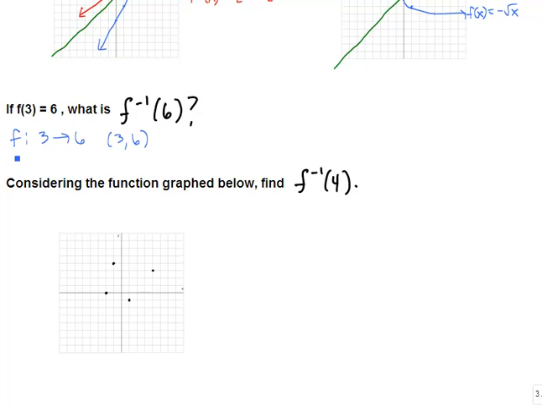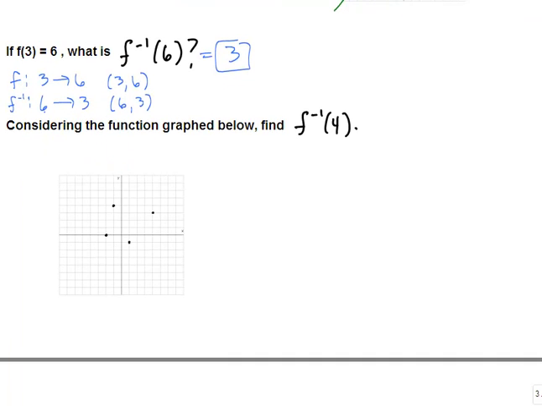If that's the case, then what do we know about the inverse function? The inverse swaps x's and y's. So if f sends 3 to 6, then the inverse must send 6 back to 3, or in other words, the ordered pair 6, 3 is on the graph of f inverse. So what is f inverse of 6? Well, since f inverse sends 6 to 3, then this must equal 3. Okay? So even though we didn't know anything much about our function, we were still able to answer the question because we know about this inverse relationship.